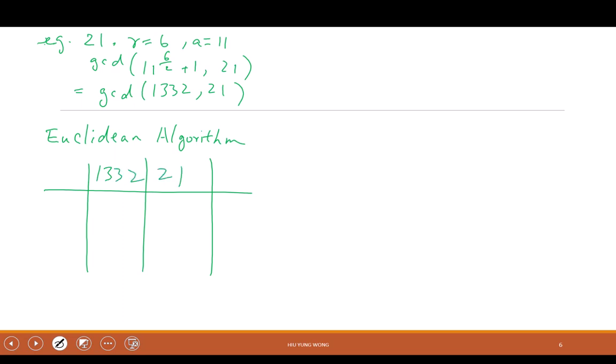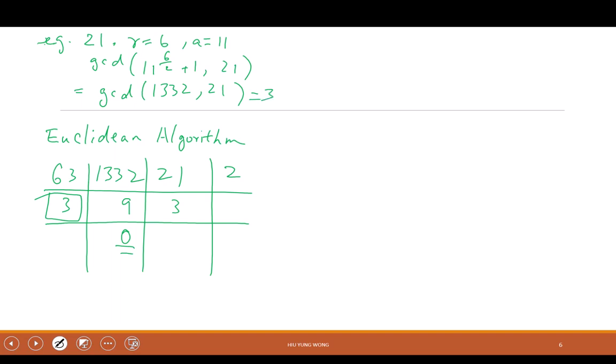And then for the smaller one, we try to see what times 21 becomes 1,332. Basically just do 1,332 divided by 21. If you do that, then the remainder is 9. You write the remainder: something times 63 becomes 1,332, and the remainder is 9. And then you repeat. What times 9 becomes 21? It is 2, right? 2 times 9 is 18, and then the remainder is 3. And you do it again, what times 3 equals 9? 3, right? So the remainder is 0. Then you are done. And this is the greatest common divisor for these two numbers, which is 3.